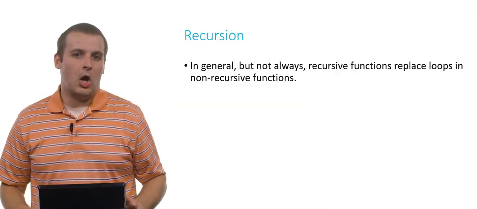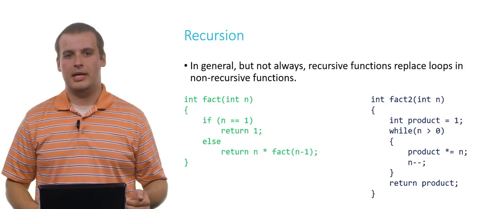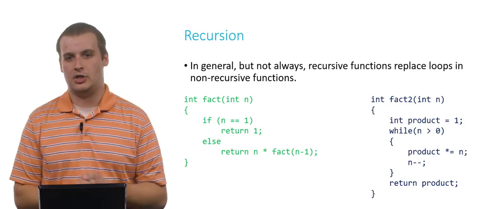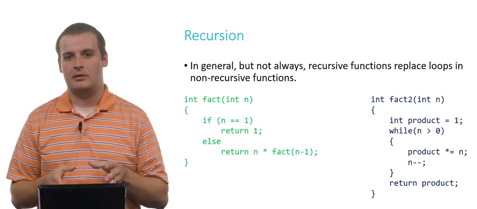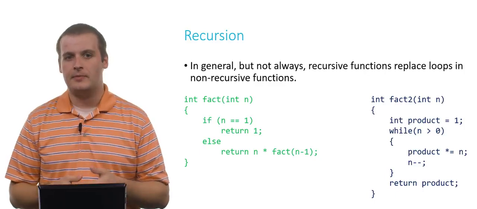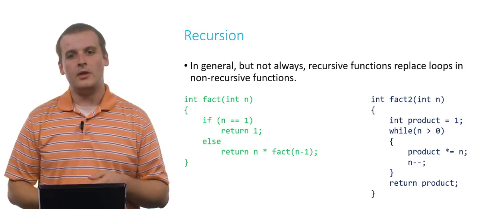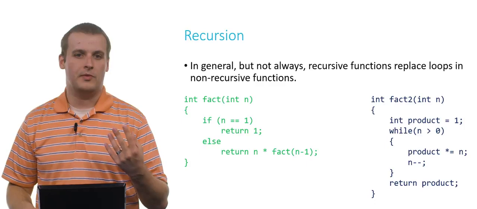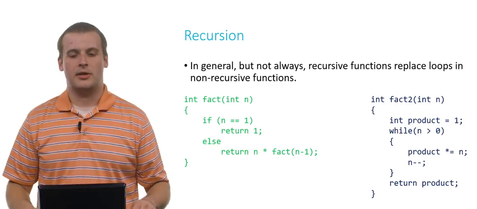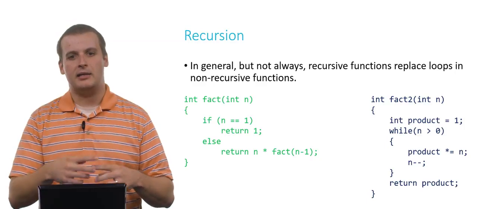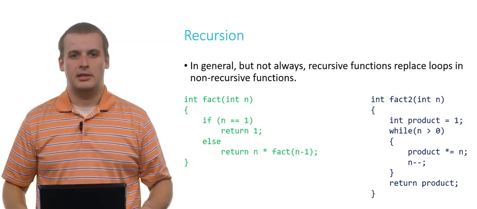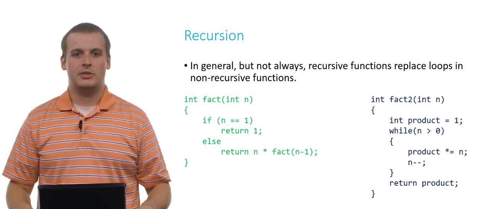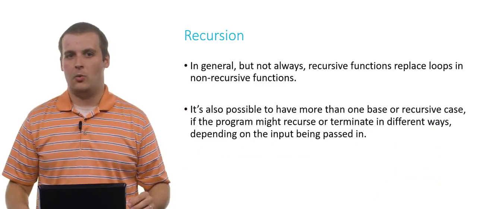So in general, but not always, a recursive function can replace a loop in a non-recursive function. So here, side by side, is the iterative version of the factorial function. Both of these calculate exactly the same thing. They both calculate the factorial of n. The version on the left uses recursion to do it. The version on the right uses iteration to do it. And notice we have to declare a variable, an integer product, and then we loop so long as n is greater than 0. We keep multiplying that product by n and decrementing n until we calculate the product. So these two functions do exactly the same thing, but they don't do it in exactly the same way.